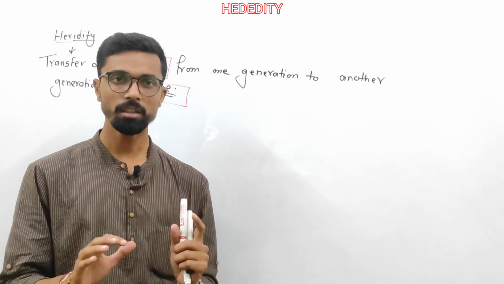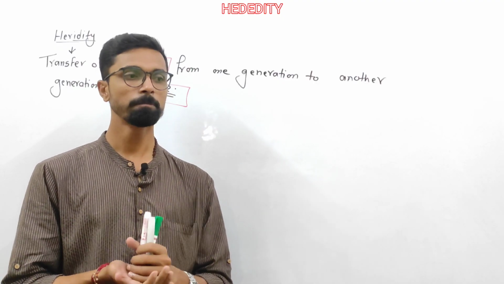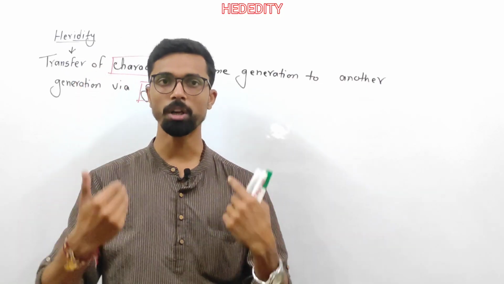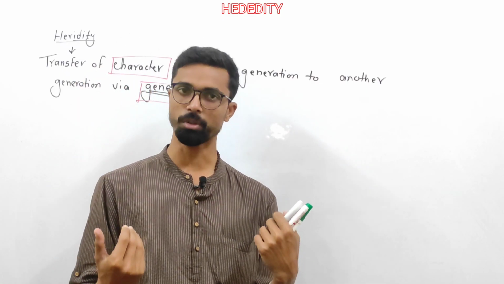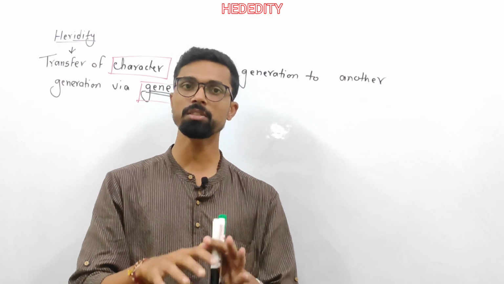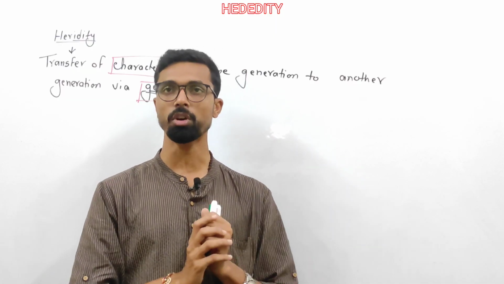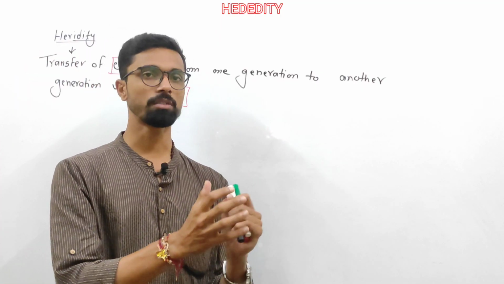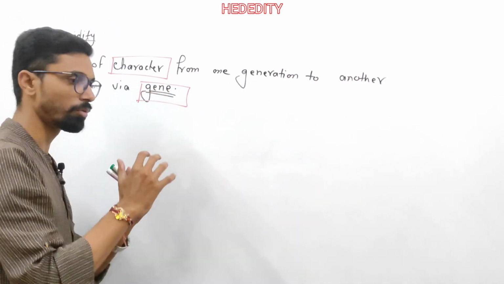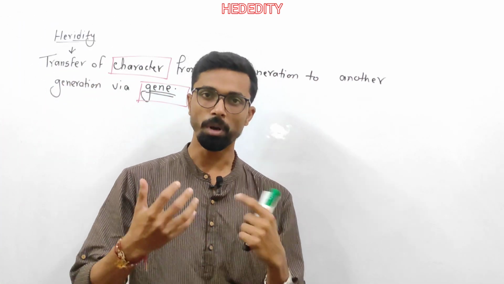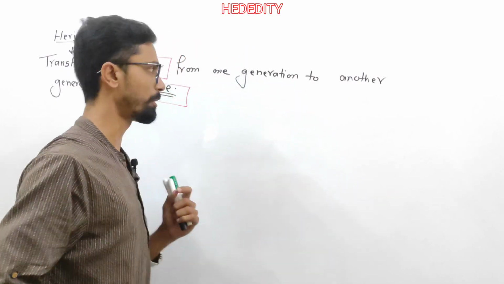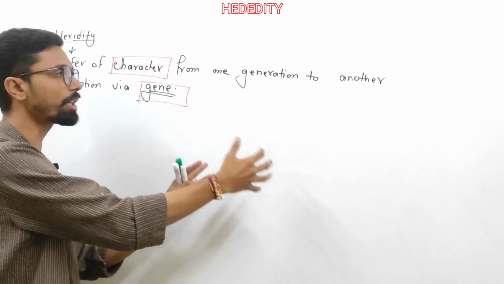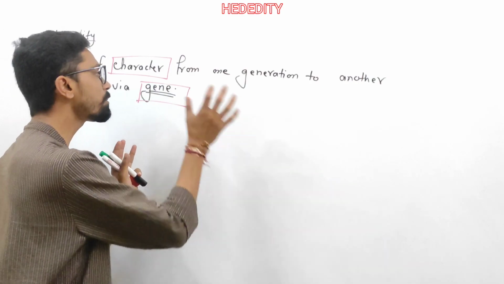Character means any feature by which a person can be identified. For example, tall is a characteristic of a person. Short, dwarf is a characteristic or feature of that person or organism. Hair color, hair shape, these are characteristics or features. So these are the characters which are going to transfer from one generation to another, via genes.